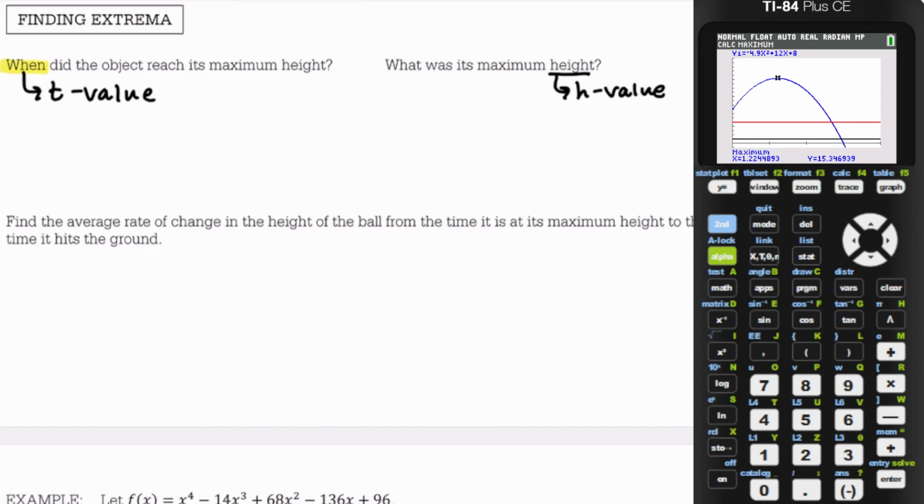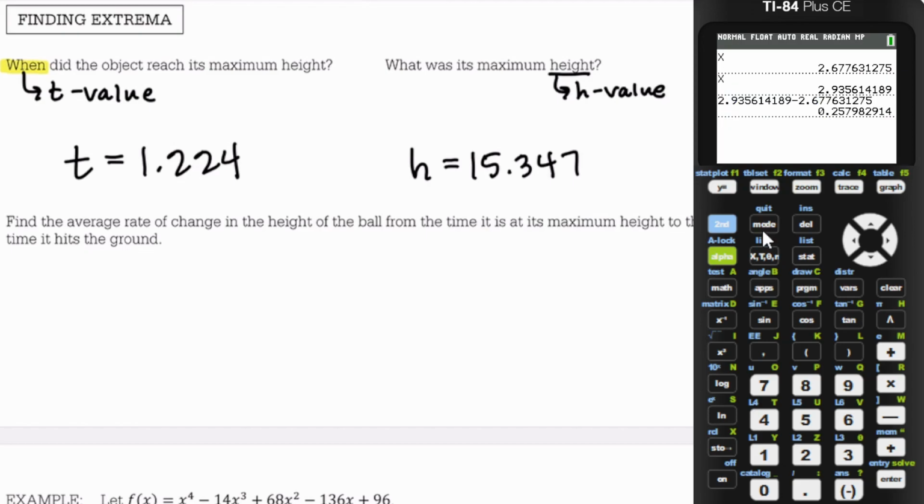All right, so the input, the t value, is x equals 1.224. So t equals 1.224. And the maximum height, the y coordinate, h equals 15.347, or 15.346. Now, I know I mentioned this verbally earlier, but I didn't actually show you. I don't know why we would need to do this at this point, but if you did need that number, you could just type in y, and it would give you that 15.346938878 number. Okay, and I think that's enough info on that.